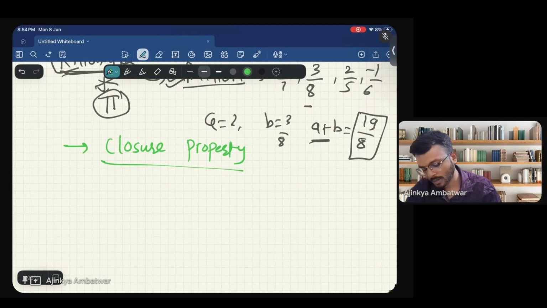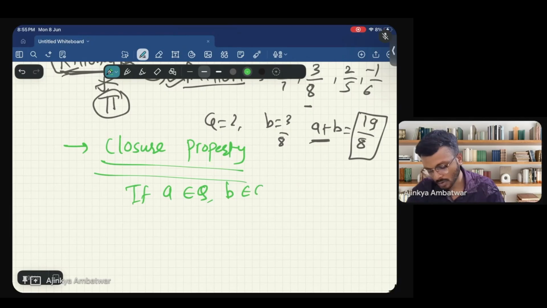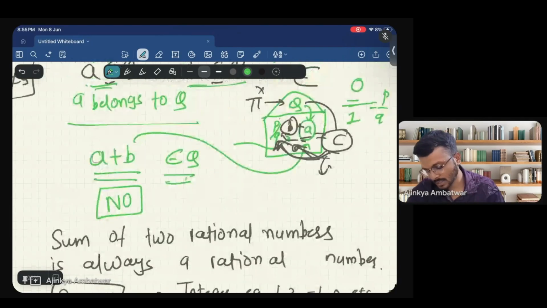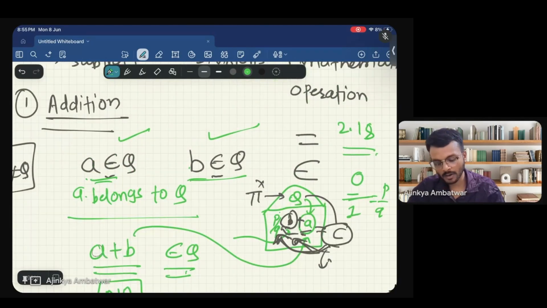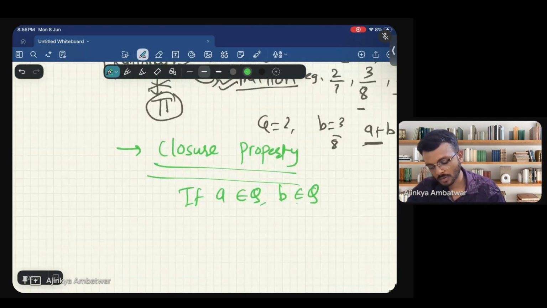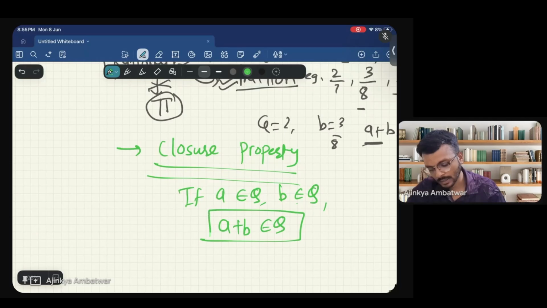Closure property. What does closure property mean? That if A belongs to Q, B belongs to Q, that is, I just told you, belongs to means it's part of this house of Q. A belongs to Q, B belongs to Q, then A plus B also should belong to Q. It is like the closed house of Q. Q's house is completely closed.